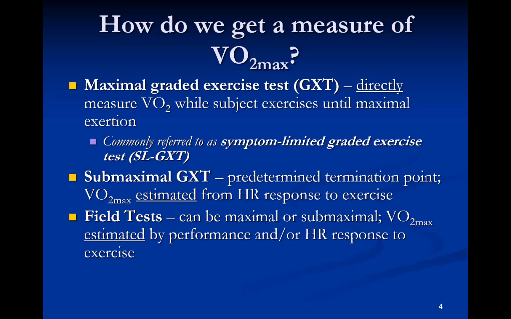You can also do submaximal graded exercise tests where there's a predetermined termination point. Commonly, that's about 85% of your max heart rate. But from that data that you get during that submaximal effort, you have to extrapolate, generally using heart rate, and you estimate VO2 max based on that. And then there's field tests where you can estimate VO2 max just based on performance during some activity or the heart rate response to exercise. In field tests, obviously, you would lose a little bit of accuracy. Same with the submaximal graded exercise test because you are estimating VO2 max instead of actually measuring it.